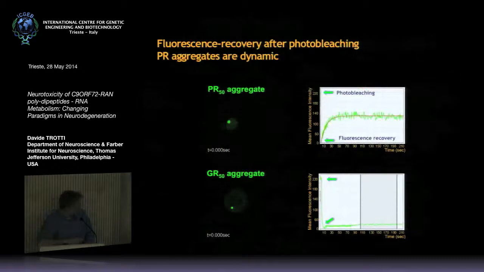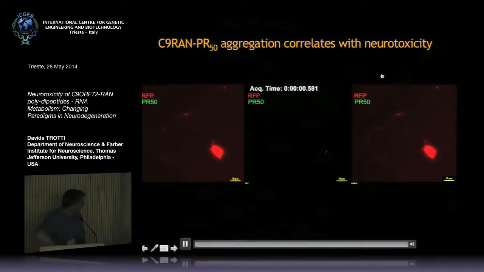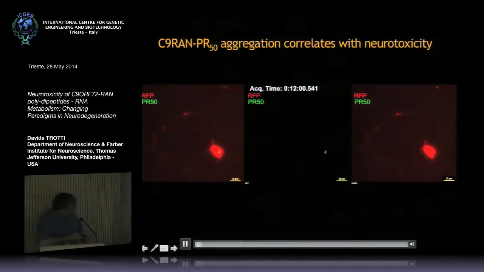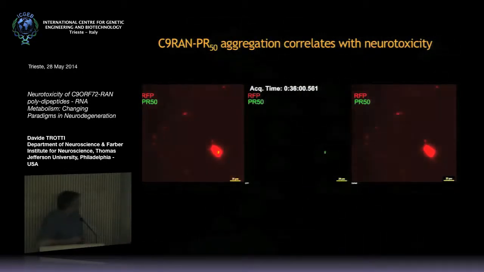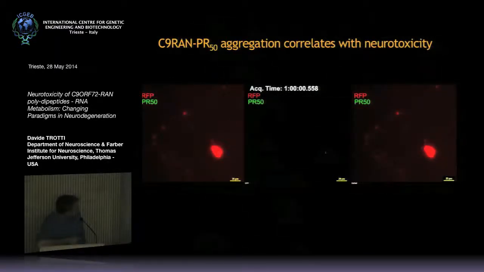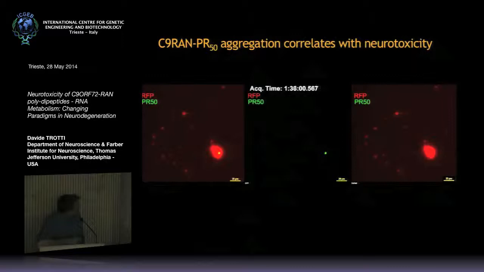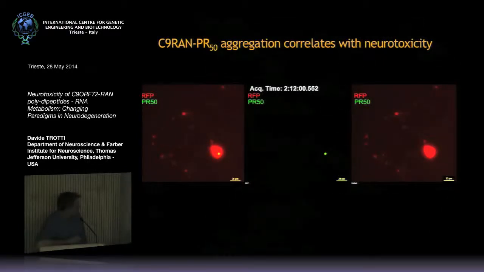Oh, no, I want to start the movie. If I can. Okay, it just started. You can see that these 2 aggregates converge together and start to become a big one. And then if you keep an eye on the dendrite, as soon as this happens, which is probably around the 3-hour time point, they start to fragment and degenerate, the soma starts to swell, and the cell is bound to die.